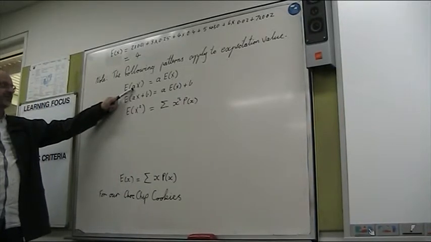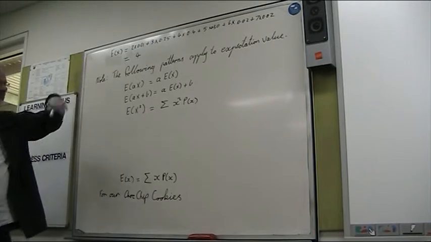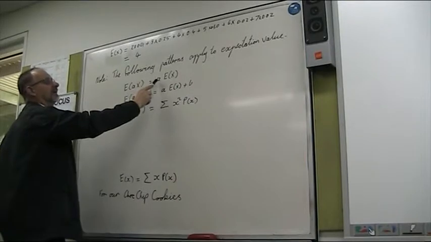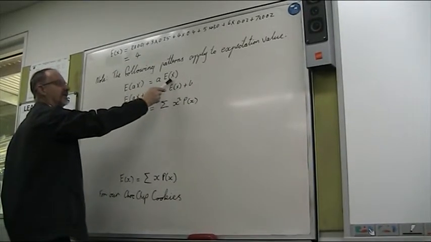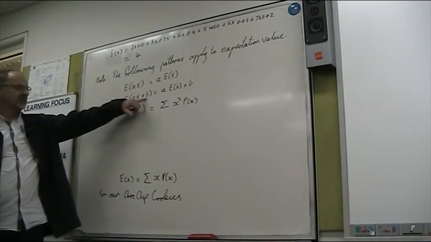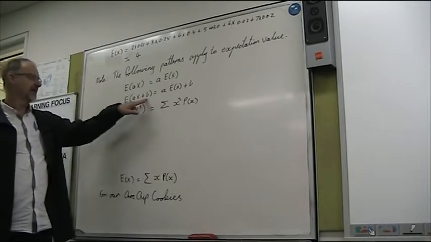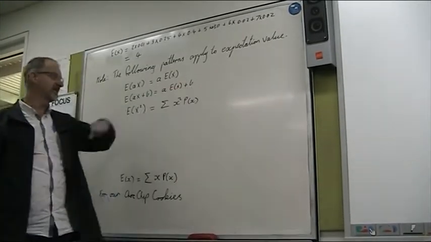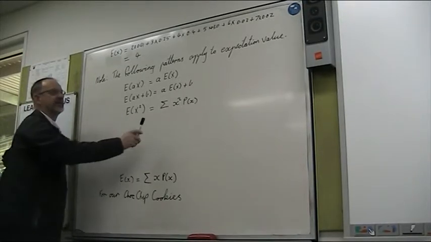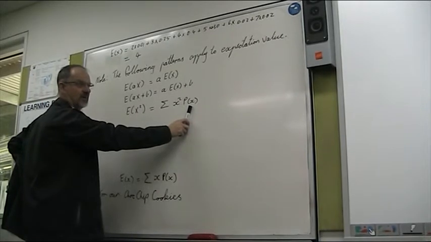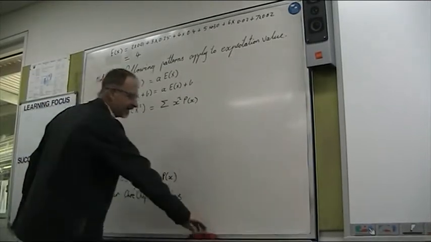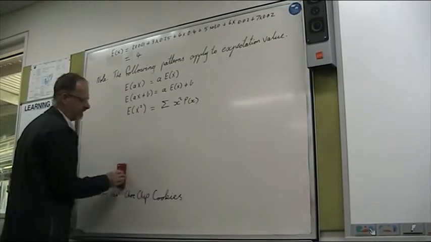If you have a, just some number, multiplied by those probabilities, then you simply work out the expectation value and then times it by a. If you have some constant added, the expectation value of getting that constant is just that constant. And for the expectation value of x squared, you square x and then multiply by the probability, then add them up. That comes into play if you're given information like this.